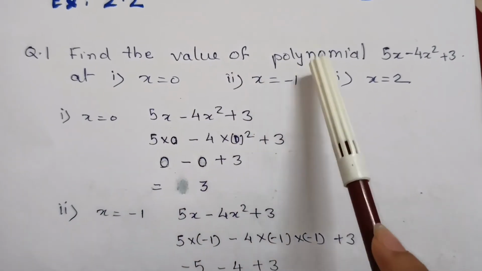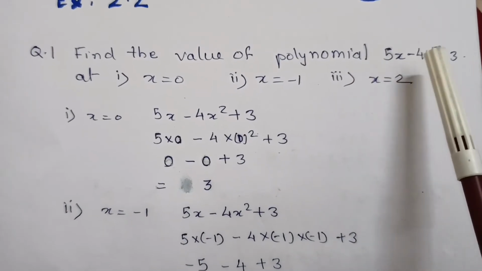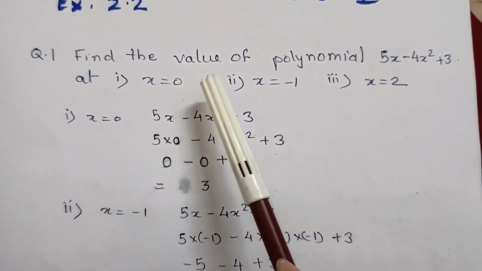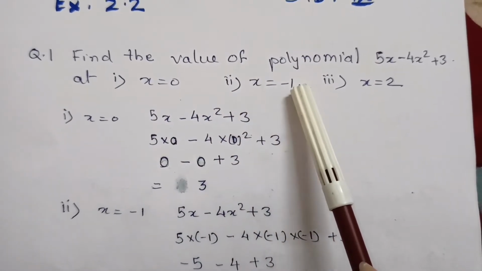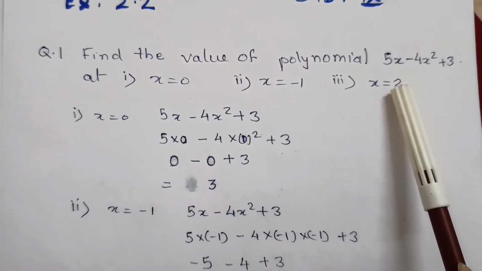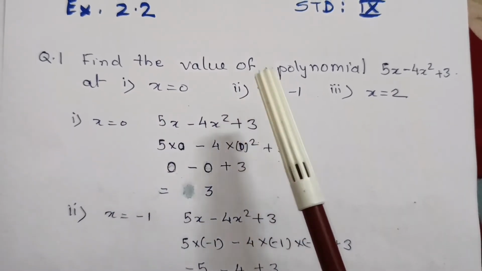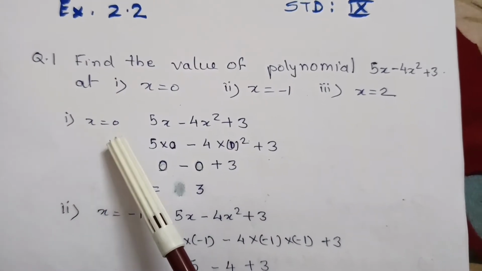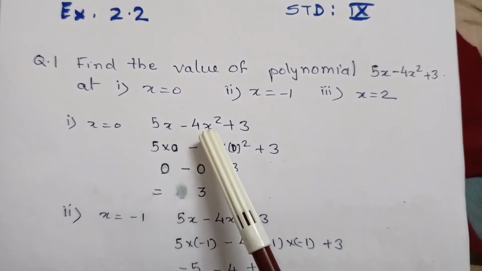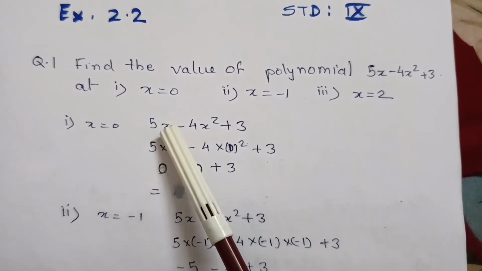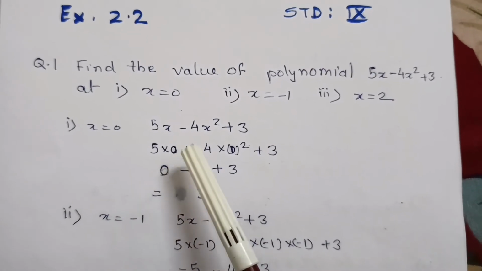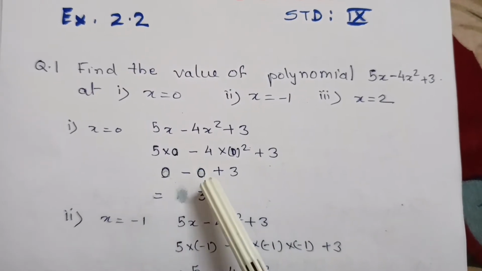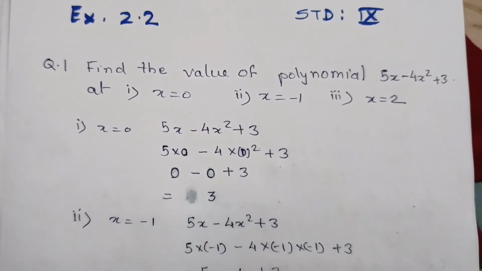Find the value of polynomial 5x minus 4x square plus 3 at 1) x is equal to 0, 2) x is equal to minus 1, 3) x is equal to 2. We have to substitute the value given here in x. First, x is equal to 0. So 5x minus 4x square plus 3. Here x is 0. So 5 into 0 minus 4 into 0 raised to square plus 3. 0 minus 0 plus 3 is equal to 3.